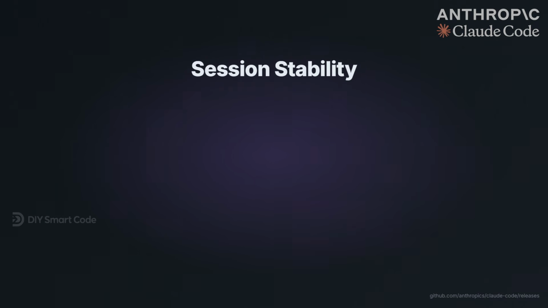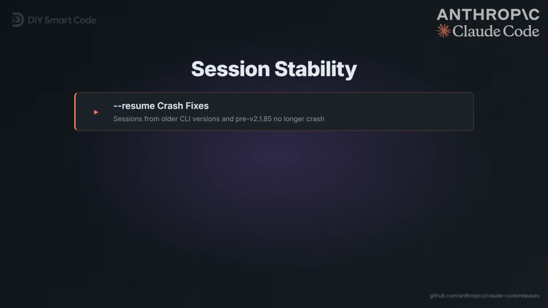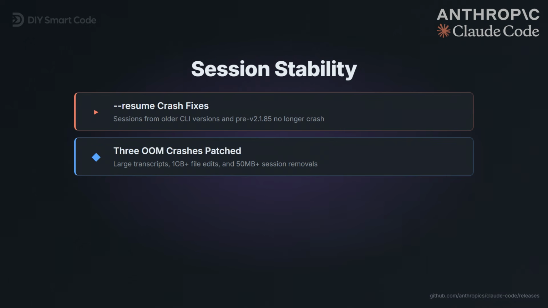8 stability fixes. Resume no longer crashes on sessions from older CLI versions or sessions created before. In v2.1.85, 3 separate out-of-memory crashes are patched: large feedback transcripts, editing files over 1 GB, and removing messages from sessions over 50 MB.